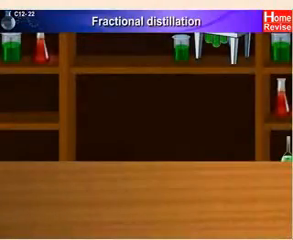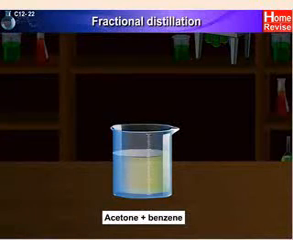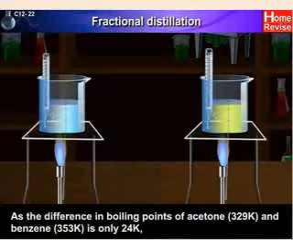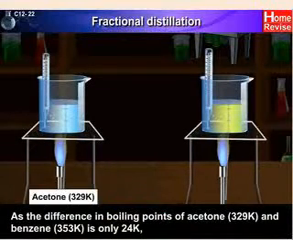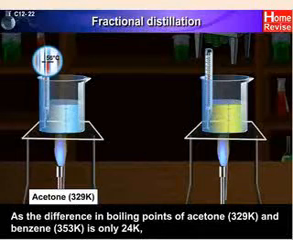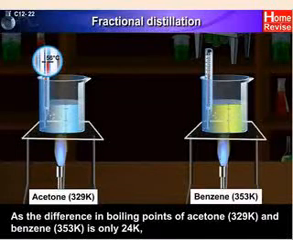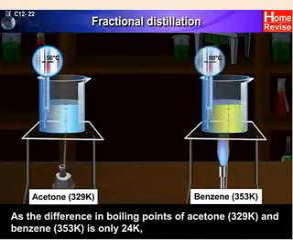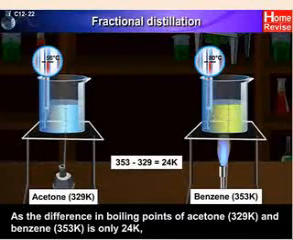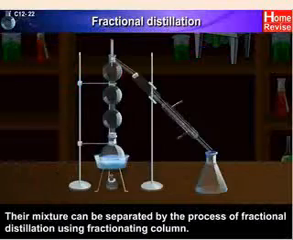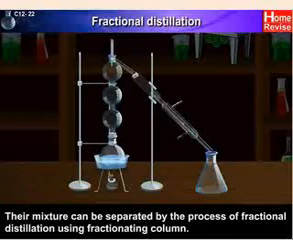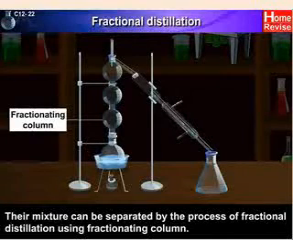Let's take an example. Separation of acetone and benzene by fractional distillation. As the difference in boiling points of acetone, whose boiling point is 329 Kelvin, and benzene, whose boiling point is 353 Kelvin, is only 24 Kelvin, their mixture can be separated by the process of fractional distillation, using a fractionating column. Let's see how this can be done.